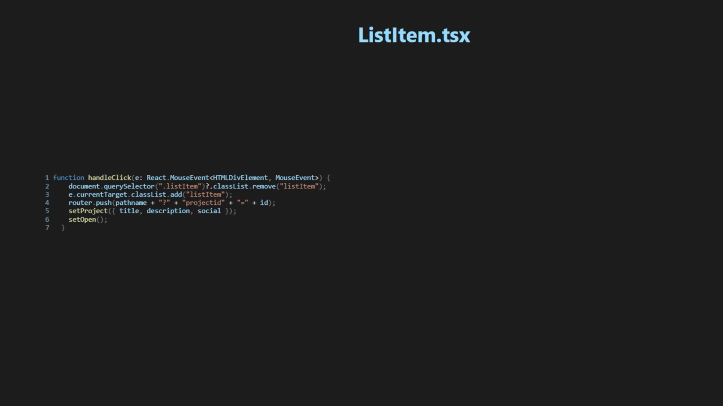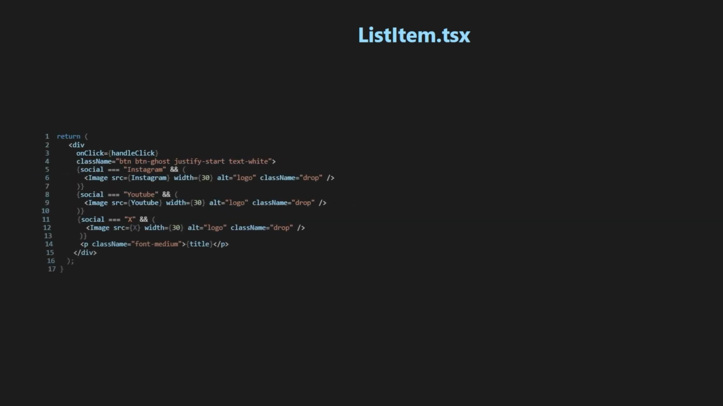When a list item is clicked, we remove the list item class from any previously selected item and add it to the currently clicked item. We then update the router to navigate to the project page and set the project state with the relevant details. Now let's render the list item and the corresponding social media icon. We conditionally render the appropriate social media icon based on the social prop. This allows us to display the correct icon for Instagram, YouTube, or X. This component allows us to display the project title styled with Tailwind CSS classes for a consistent look.